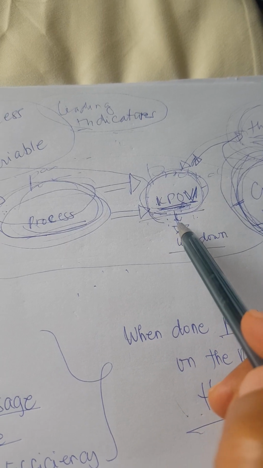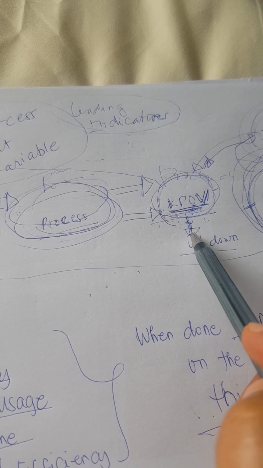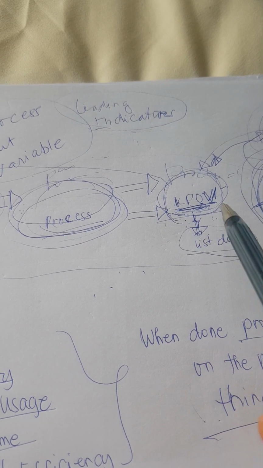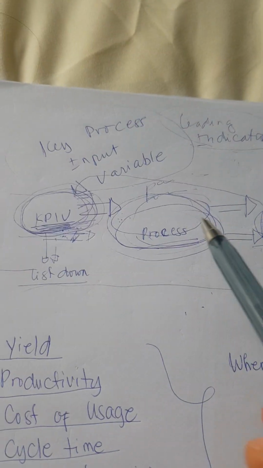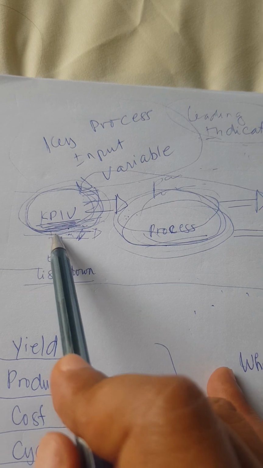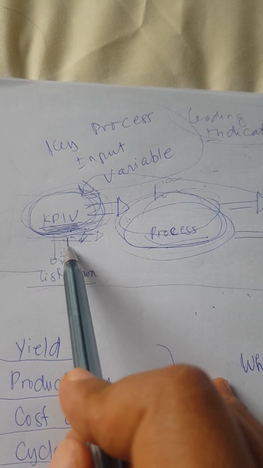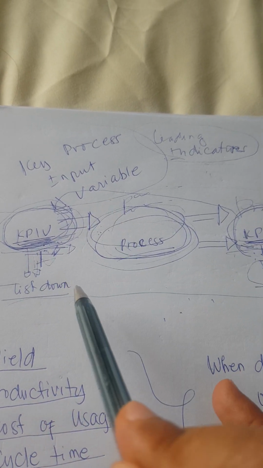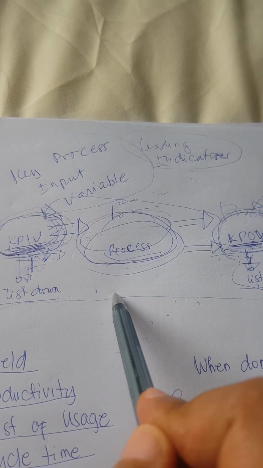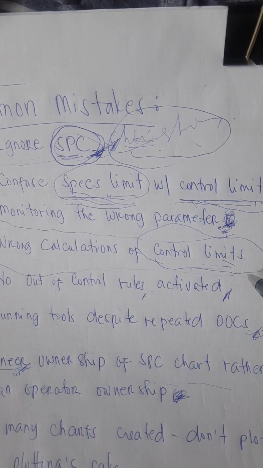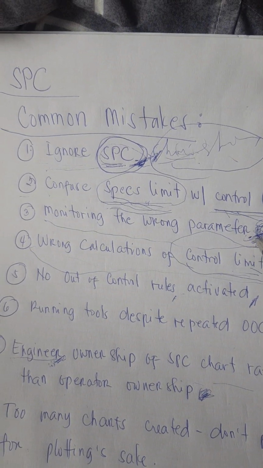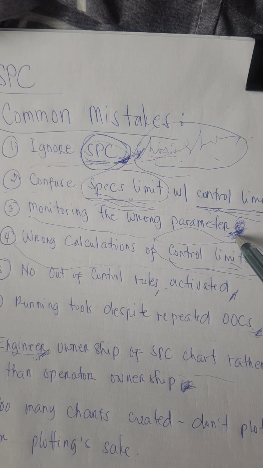These are the KPIVs and these are the KPOVs. There are items that are potentially measured here, the KPOVs, which are the customer requirements, and there are also items that we need to control here, the KPIVs. So it is very important that we understand our process before identifying a parameter to monitor or to control.